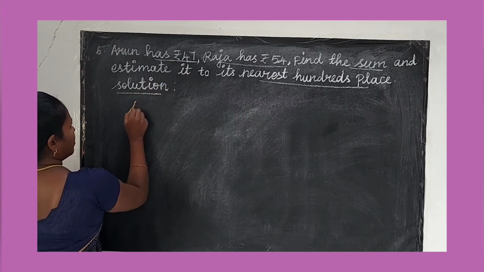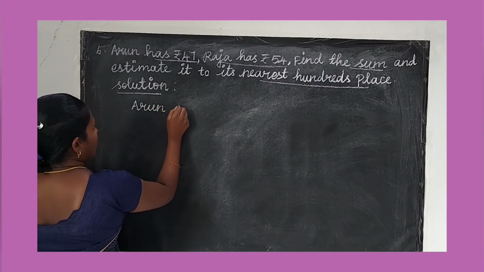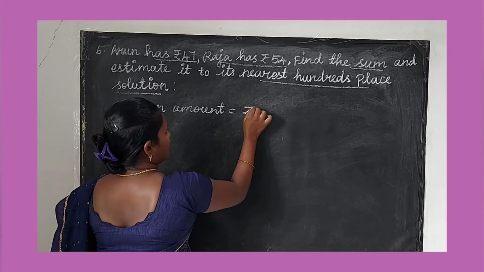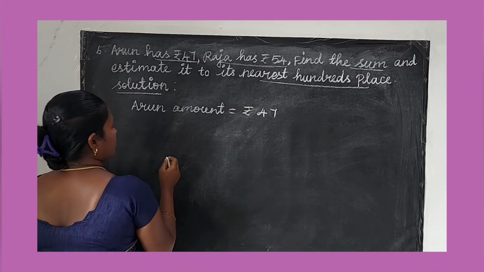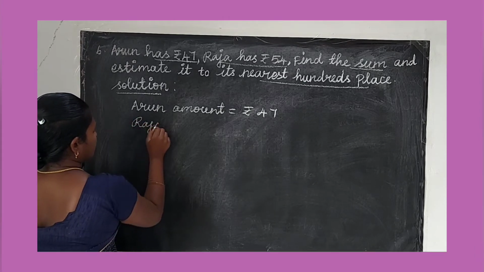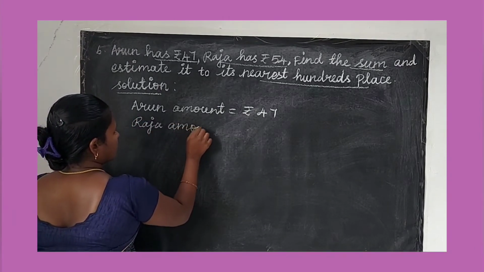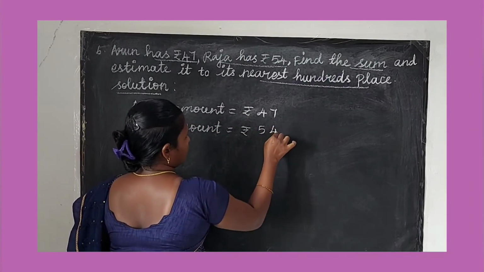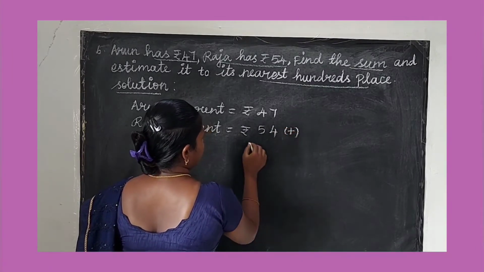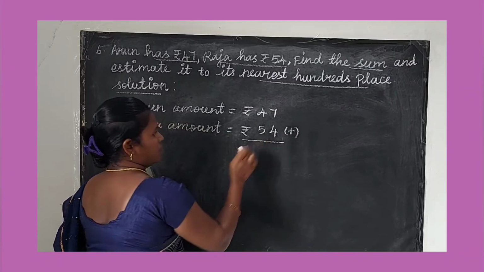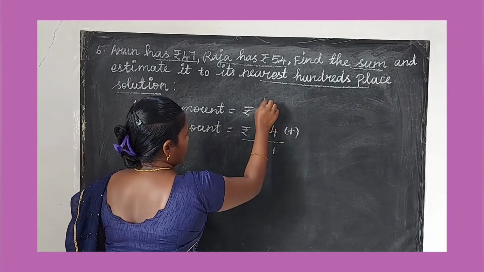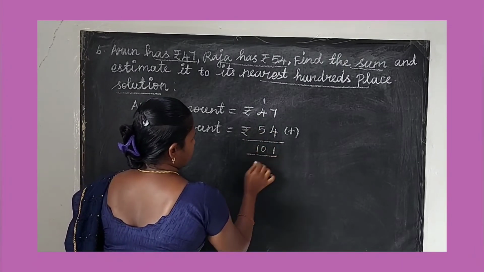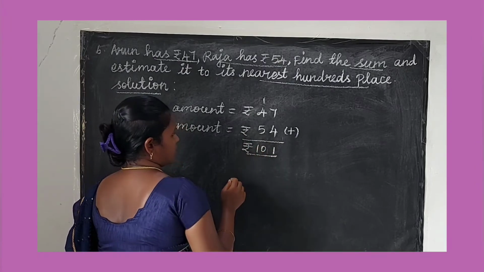So first we write the solution. Arun amount is equal to rupees 47, and then Roja amount rupees 54. Find the sum means the sum is addition. Now add the values: 7 plus 4, 11, carry 1. 1 plus 4, 5. 5 plus 5, 10. So rupees 101 is the total value.